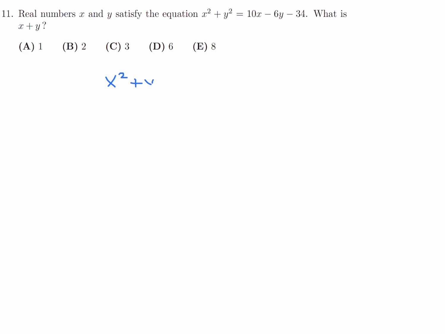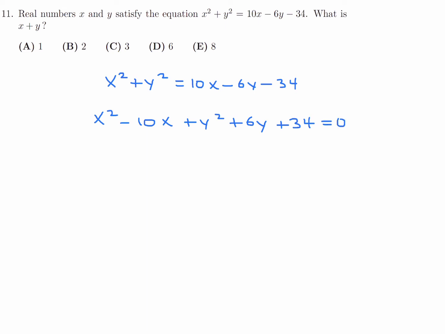x squared plus y squared is equal to 10x minus 6y minus 34. Put everything on one side: x squared minus 10x plus y squared plus 6y plus 34. Well, complete the square. By completing the square, you'll be able to get the answer. Take half of this and square it. So minus 5 squared is 25. And then immediately you have to subtract it.